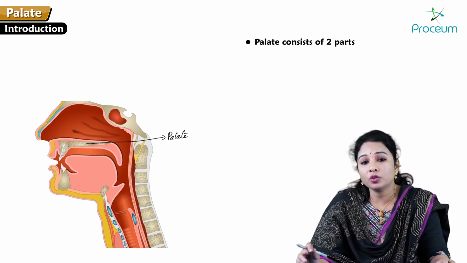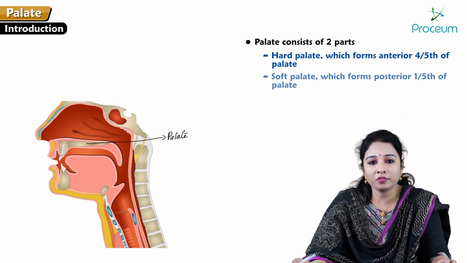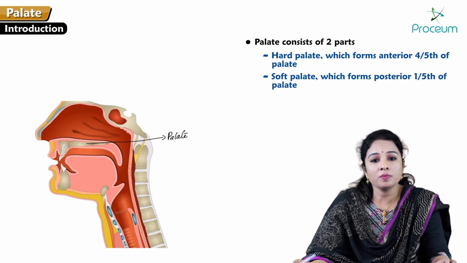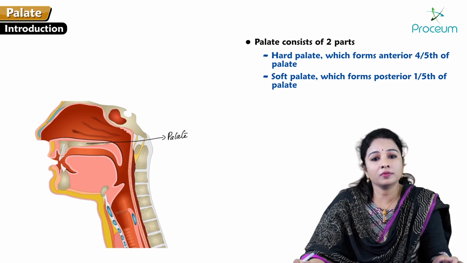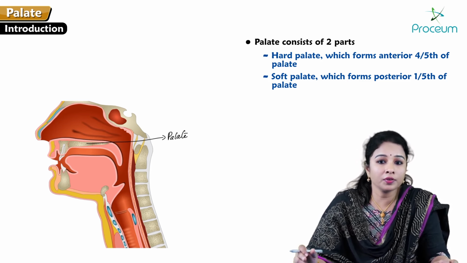And the palate consists of two parts, hard palate and soft palate. Hard palate forms the anterior 4/5 of the palate and soft palate forms the posterior 1/5 of the palate.